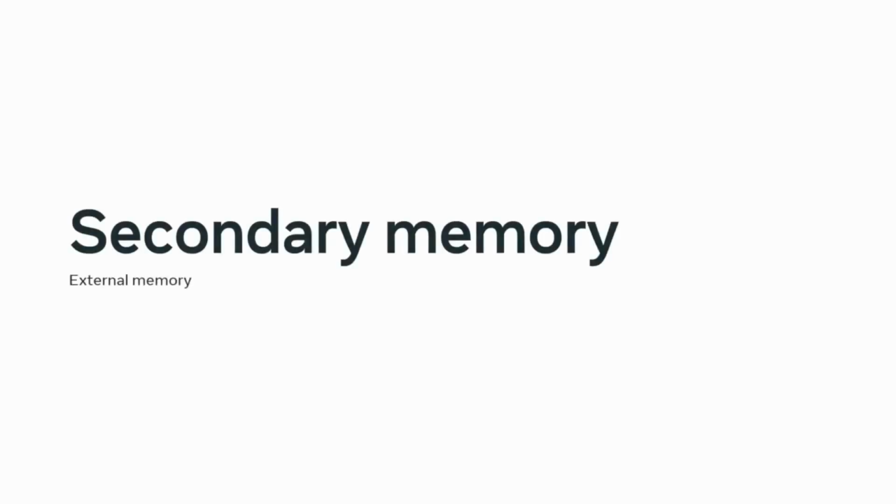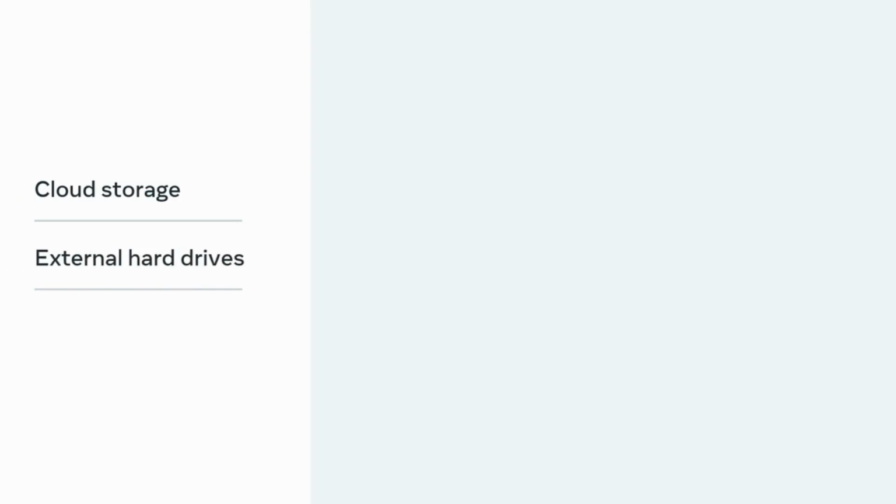Now, let's explore secondary memory in more depth. Secondary memory relates to external memory that can be plugged in externally and used to increase the storage capacity of your system. Accessing secondary memory is slower and requires transferring all required information and instructions into RAM. Examples of secondary memory would include cloud storage, external hard drives, and memory sticks.